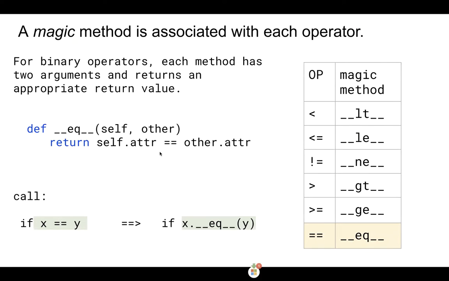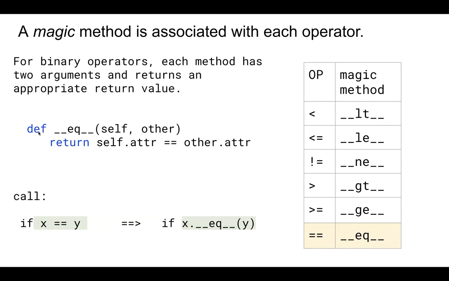A magic method is associated with each operator. So we have operators like less than, greater than, not equal to, greater than or equal to, and equal to. And then you can define a method that will provide the functionality of the operator. For binary operators, each method has two arguments and returns an appropriate return value. So I have underscore underscore LT underscore underscore. That's the method that will define the less than operator.